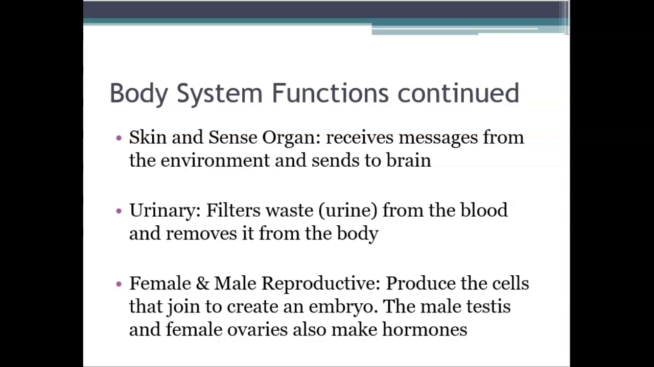Urinary filters waste, your urine, from the blood and removes it from the body. Female and male reproductive produce the cells that join to create an embryo. The male testes and female ovaries also make hormones.